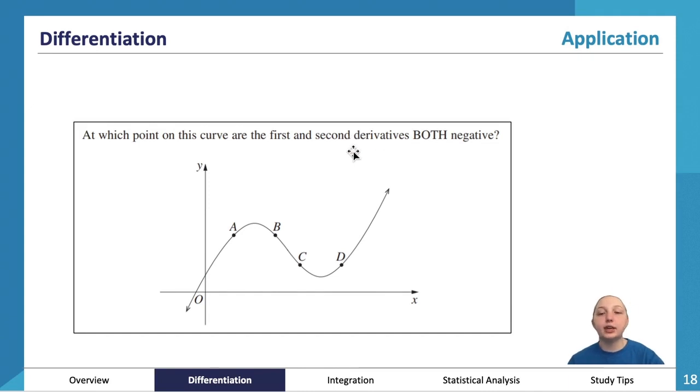The second derivative is looking at concavity. When our graph is concave down, that's when we're going to have a negative second derivative. And so from there, we can rule that point B is going to have both a negative first derivative, because the gradient of the tangent at that point would be negative, and it is also concave down, as we can see at this point. Whereas point C has become concave up, which means that point C would actually have a positive second derivative. Therefore, B is going to be our answer option.